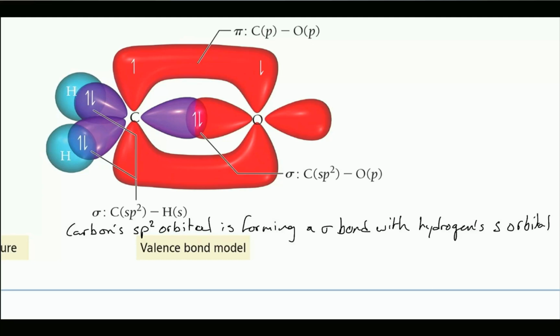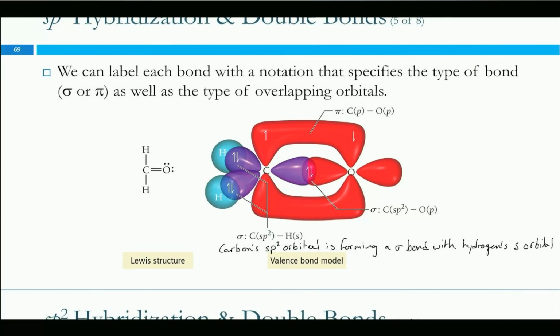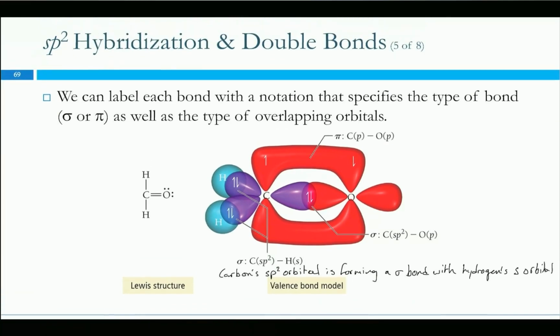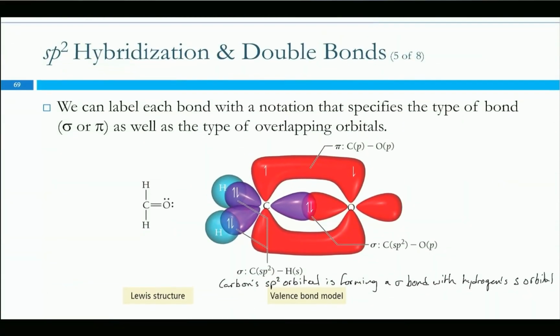I have carbon using an sp2 orbital, making a sigma bond with hydrogen's s orbital. And for the oxygen, again, we're focusing on one atom here, and for the other ones we're just going to say they stay unhybridized. The oxygen here is using a p orbital, and again, it's another sigma bond with carbon's sp2. Then the pi bond is between p orbitals on the carbon and the oxygen. These things end up being a mess when you try to draw them out by hand.